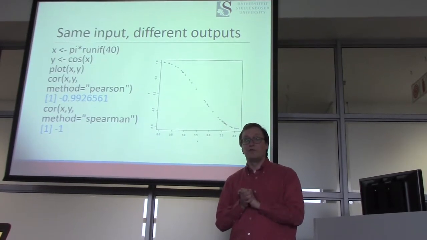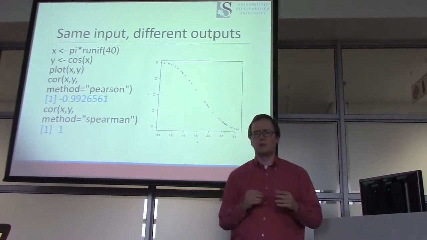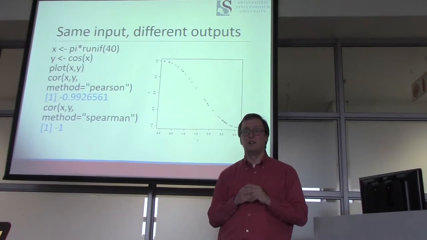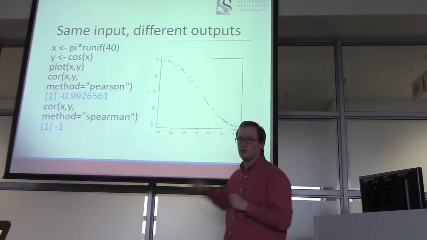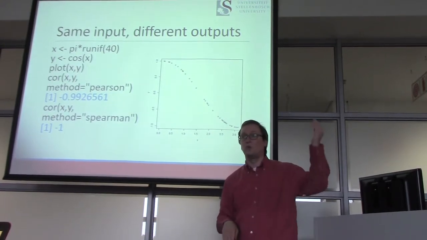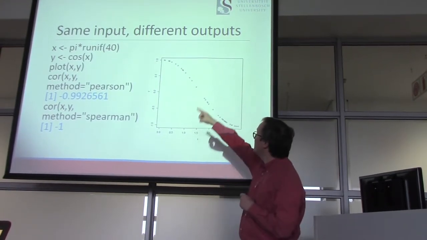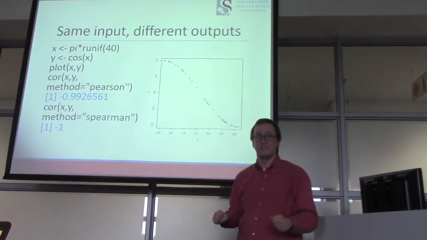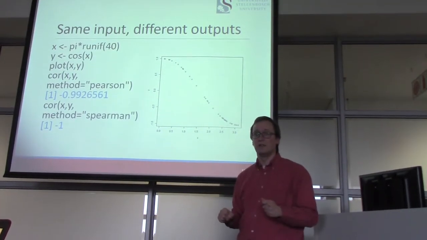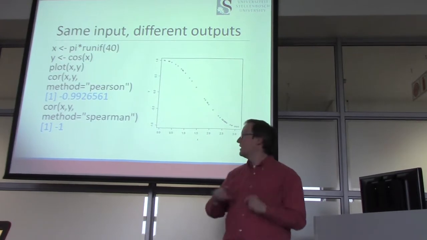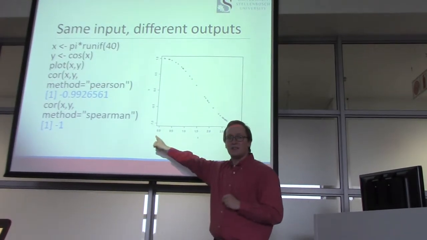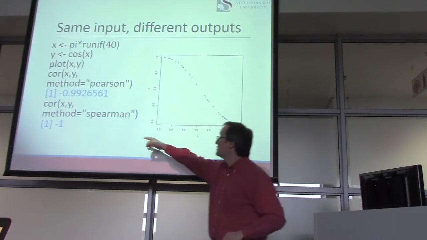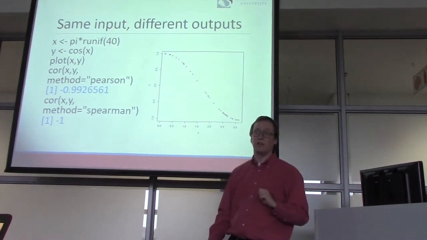I want to give you another vocabulary term. I didn't throw it on the slide, but it's worth knowing. It's called monotonic. Okay? A monotonic function always rises or always falls. So in this case, as x increases, y always decreases. Therefore, the rank of earlier values by x will always have higher values by y. So that's why it gets a perfect Spearman correlation.